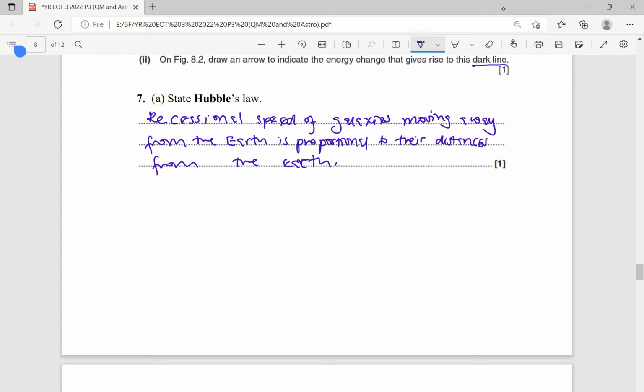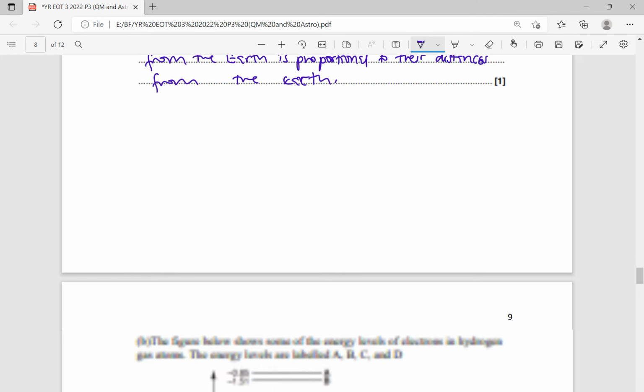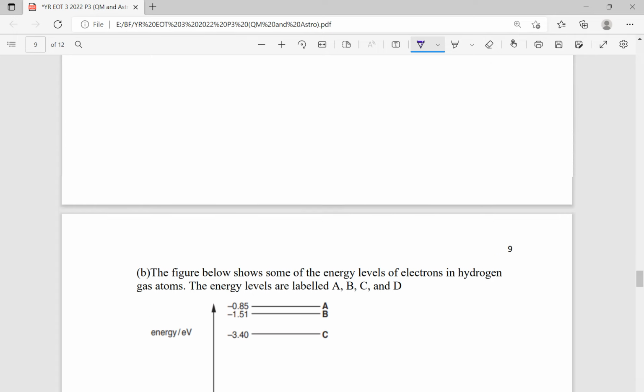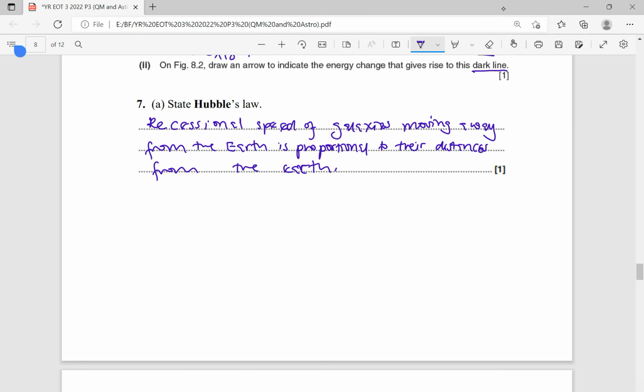Now note that Hubble's law is only applicable to distant galaxies. We can't apply it to objects in our own galaxy. So that's why we say the recessional speed of galaxies is directly proportional to their distance from the Earth. Algebraically, this will be v equals H naught times d, where H naught, not Planck's constant, you call it Hubble's constant.